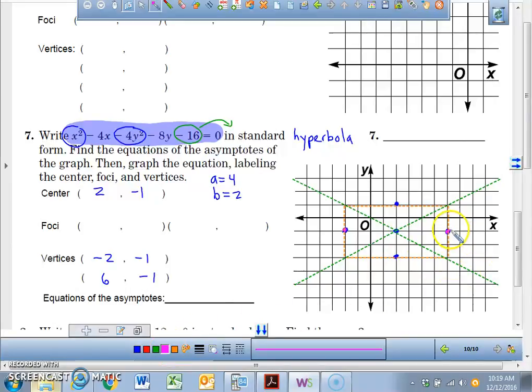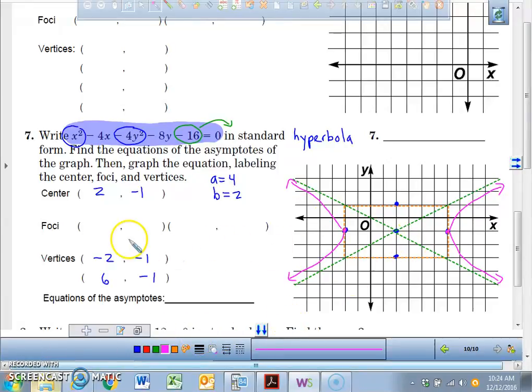Once you've done that, then and only then can you draw in your hyperbola going through the vertices, because the asymptotes provide the boundaries that you cannot cross over. So there is your hyperbola drawn going in both directions. All right?